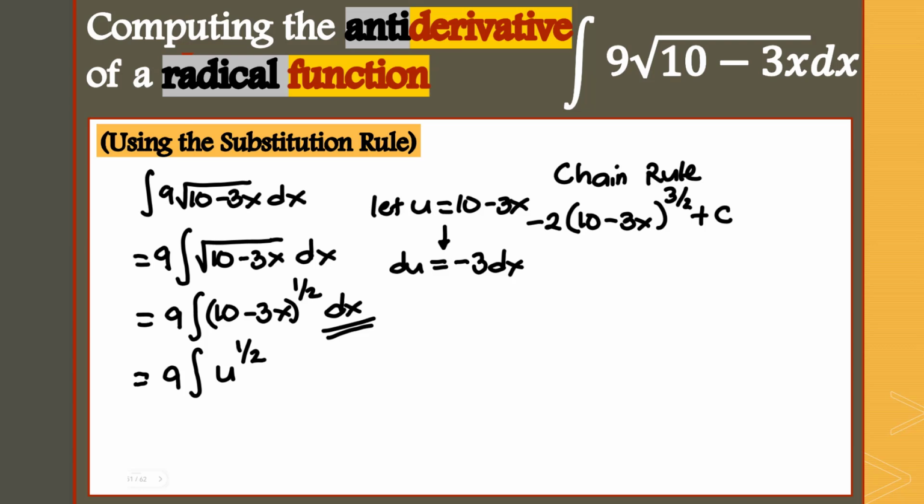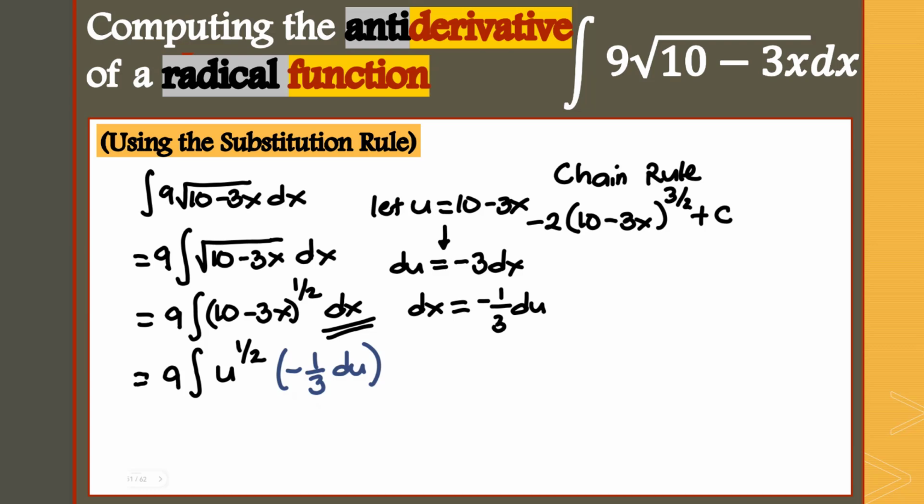So we can now solve for dx when we divide both sides by -3. We will have here -1/3 du. Again, it's -1/3 du, and this will be the same expression to be substituted here. So you will have -1/3 du as we represent the binomial expression as u and the dx as du. Since -1/3 is a constant multiple, we can also take that out.